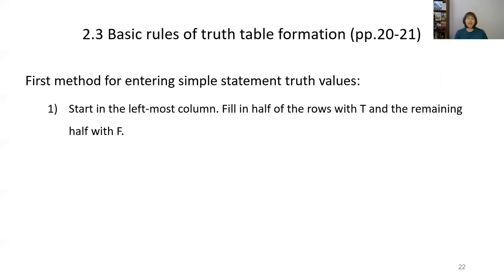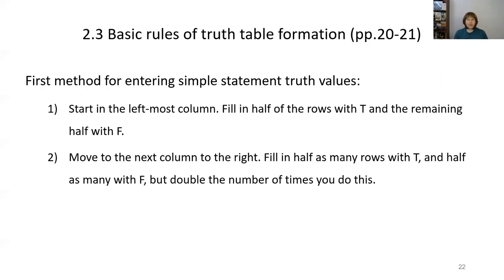First, we start in the leftmost column, which will always be a simple statement, because when we're making our truth table, we start by making columns for the simple statements on the left-hand side of our table. So we start with the leftmost column, whatever our very first simple statement is. We fill in the first half of that column with T for true. The second half of that column we fill in with F for false. So in the cells, we fill in true, true, false, false, depending on how many statements we've got.